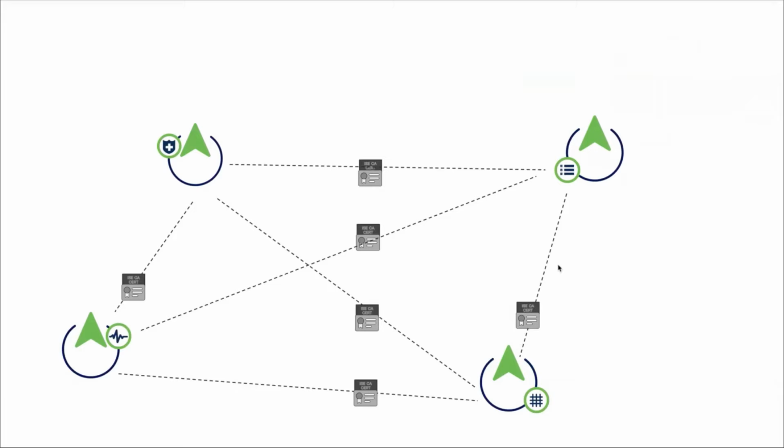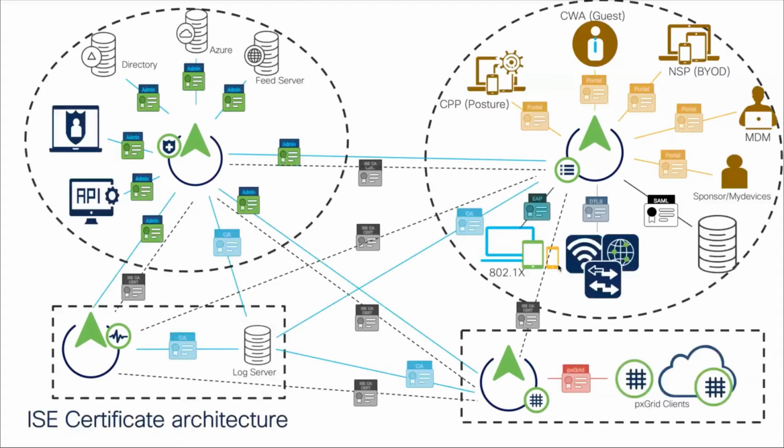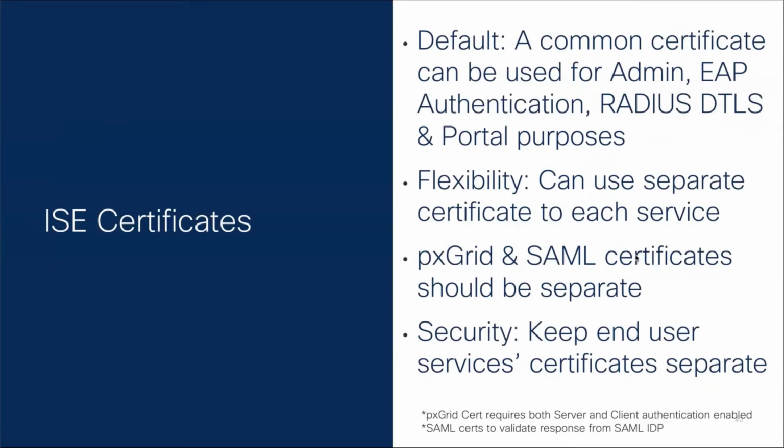Simply gathering all these certificate usages and services put together, we have this ISE certificate architecture. Hopefully that was made a little simple with the animations. Then coming down to the ISE certificates: by default, when you are bringing up an ISE, you would have noticed that one single certificate is used for admin purposes, EAP authentication purposes, RADIUS DTLS purposes, and portal purposes.